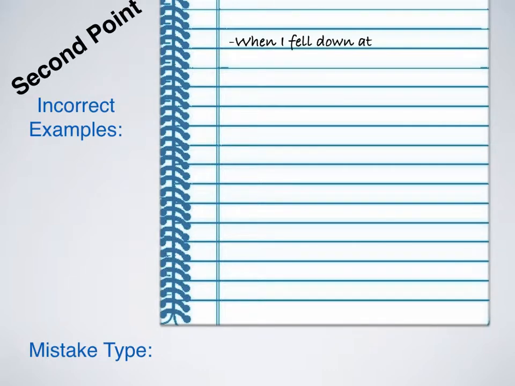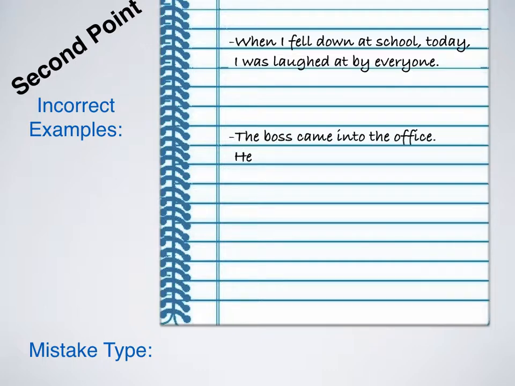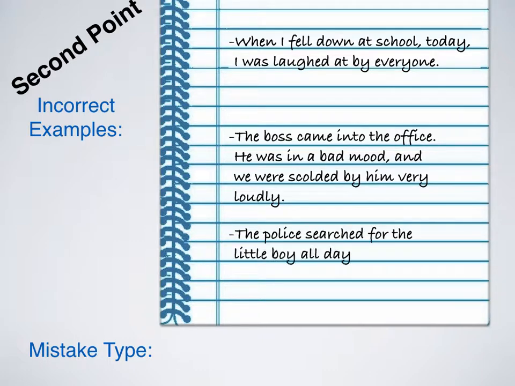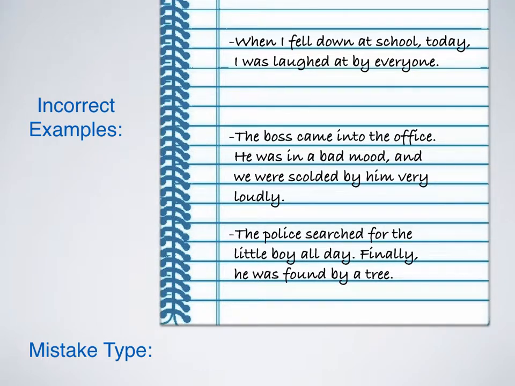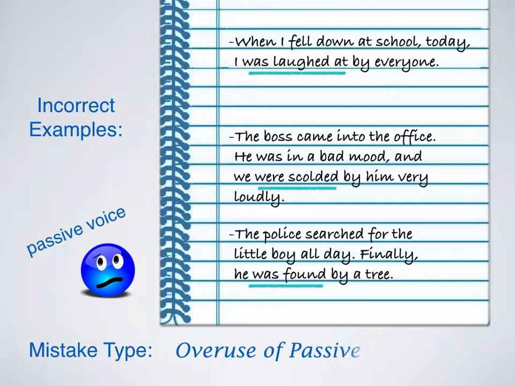Now the second point, which is the last point in this video series. It's a little bit complicated. When you read these examples, you may not see a mistake. In fact, there is no grammar mistake. The sentences are using the passive voice. However, in English, we don't use the passive very much. Let's check each one.